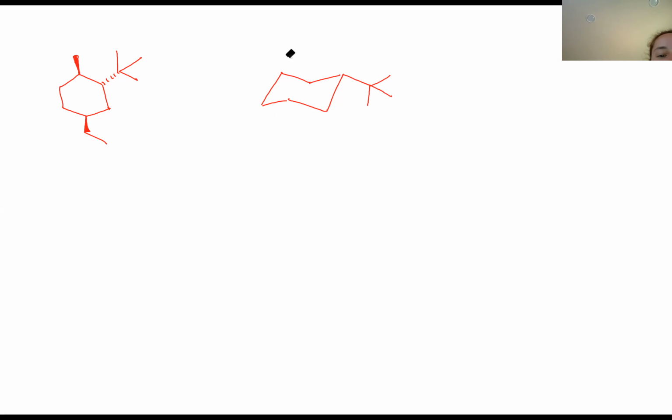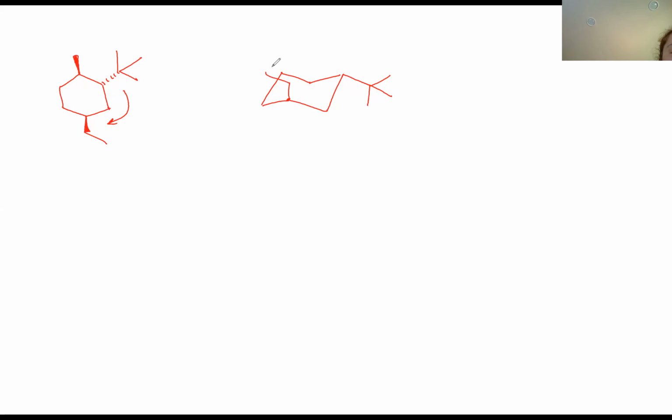So then we just have to make sure that we go clockwise or counterclockwise to our other groups. So if that one is down and equatorial, we need to go 2 clockwise to place our ethyl group. So that puts us here. Which direction does this have to go, up or down? For the ethyl group? Up. Up. And is that going to be axial or equatorial? Axial. Yeah, that's axial in this position.